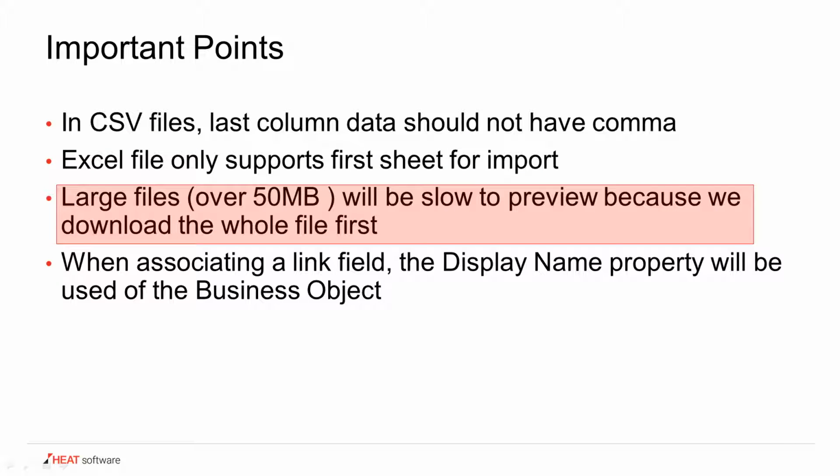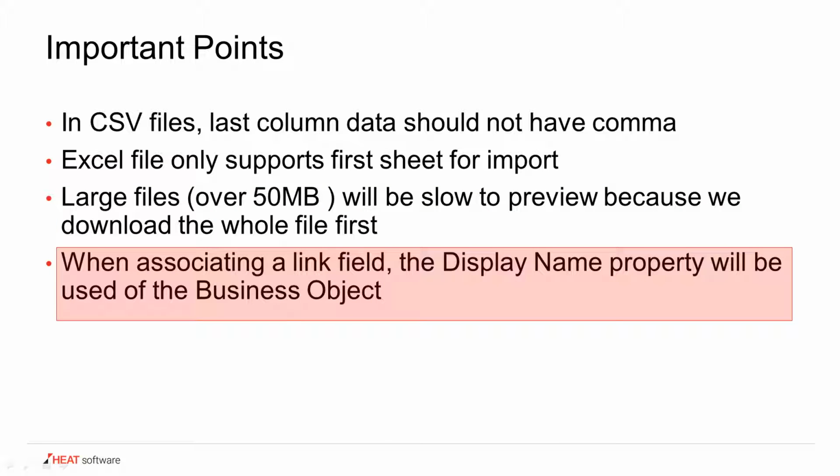And when you are selecting preview, if the file size is more than 50 megabytes, sometimes it is going to take some time to get the preview, because while previewing, it will try to load the entire file in our system. And when associating a link field, the system will use the display name property of the business object.